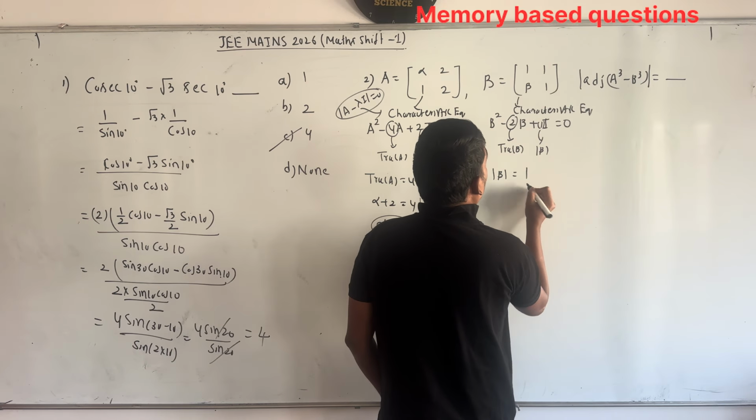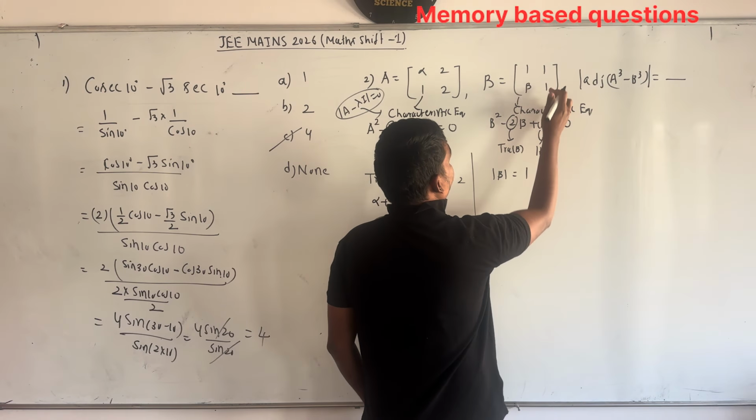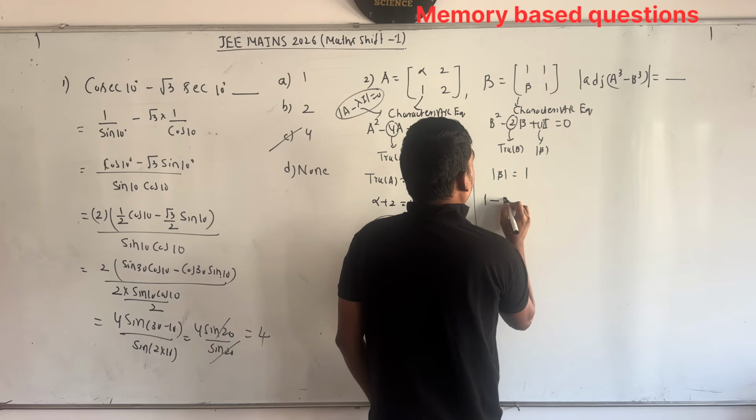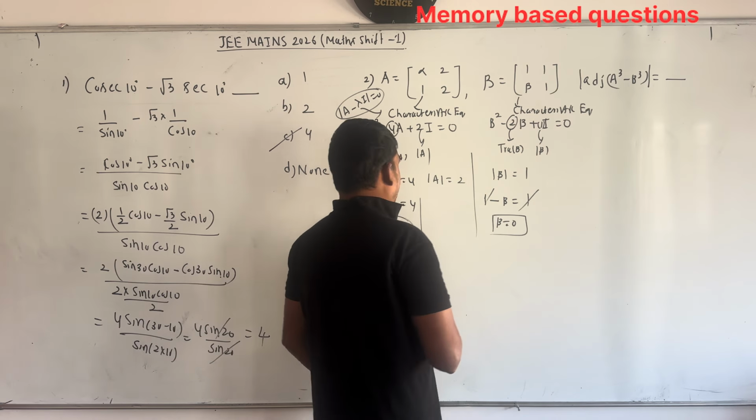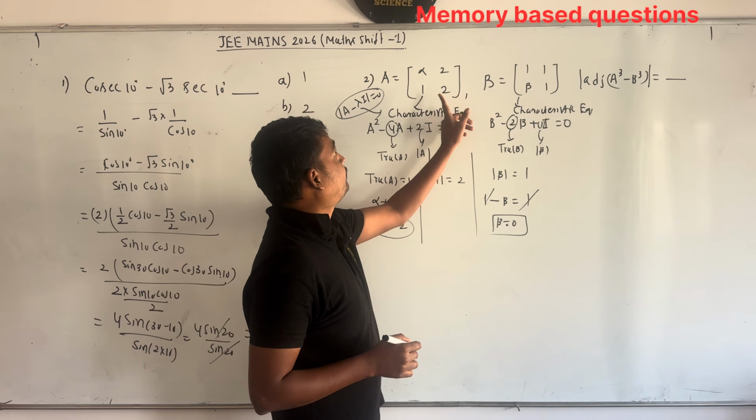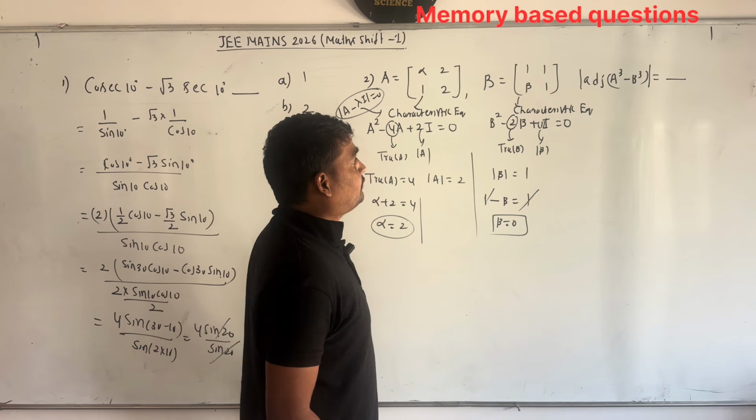What's the determinant of B? 1. So what is the determinant of B? 1 into 1, 1 minus beta equals 1, 1 cancels. We got beta equal to 0. So alpha we got, beta we got. Now we have the A and B matrices. Find out the adjoint of A cube minus B cube.